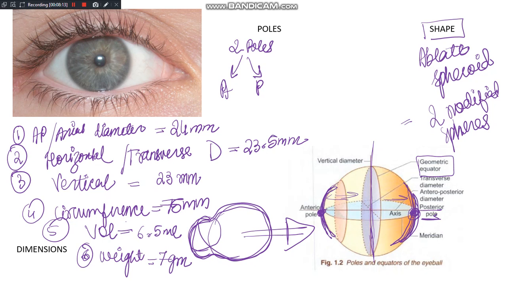Now, where are these diameters located? Let me mention that as well. So the antero-posterior, it is obviously here. Antero-posterior or the axial diameter, that is 24 mm. Coming to the horizontal, so the horizontal is this diagram. Just imagine the horizontal diagram of the eyeball. Can you imagine? Okay, so that is equal to 23.5 mm. Talking about the vertical, it's simple. That is equal to 23 mm. Circumference, then volume and weight. So these things were all about the eyeball. The basic things about the eyeball which you should know.